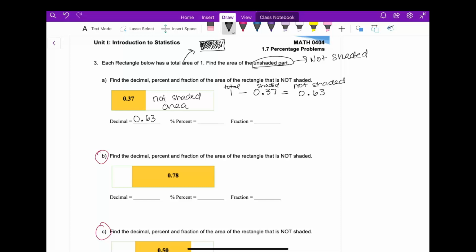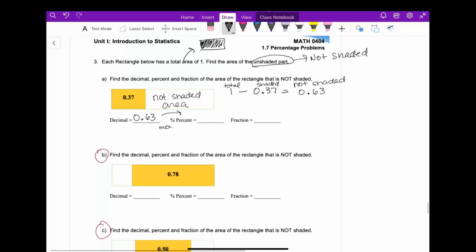Now we've done this before. We'll do this together for this example A, but now you need to convert this decimal to a percentage and a fraction. This gives you the opportunity to practice some skills that we focused on in the earlier sections. So I'm going to take the 0.63 and we are going to convert it to a percent. How do I do that? I move my decimal 2 places to the right. It's always 2 places no matter what the number looks like.